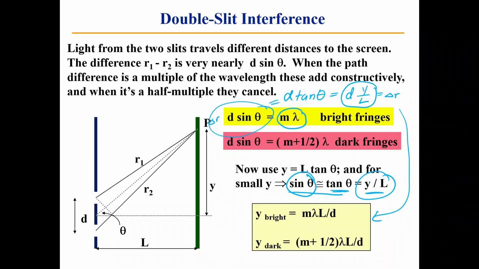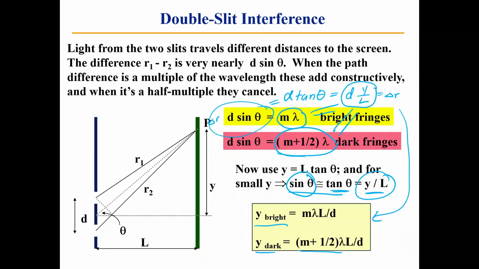I can rearrange those equations to look like this. So Y for a bright fringe is going to be m lambda L over D. Once again, just setting those two equal to each other and solving. And then our Y dark is going to be our m plus 1/2 lambda, and that's also equal to D Y over L, rearranging to solve for Y.